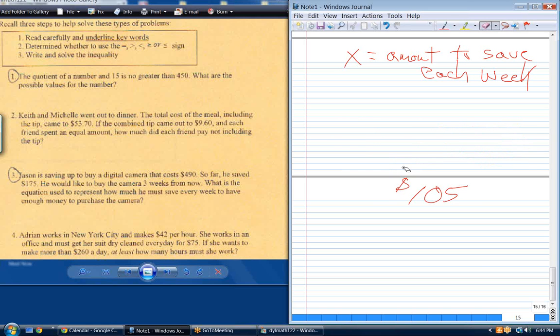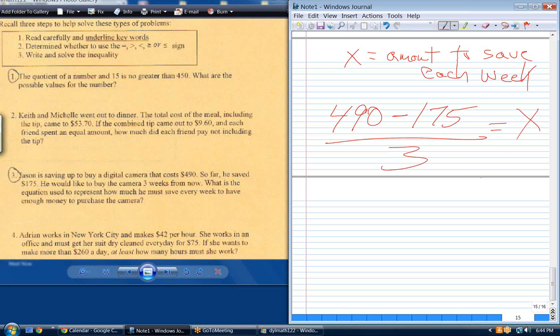And that being the case, now we can say that 490 minus 175 is going to be the total amount that he needs to save. And we're going to divide that by 3 to figure out how much he needs to save each week. So there's both the answer and the equation that they seek. We didn't give them the equation before because the way we had defined X wasn't the good way. We didn't want to define X as the total amount he needed to save.